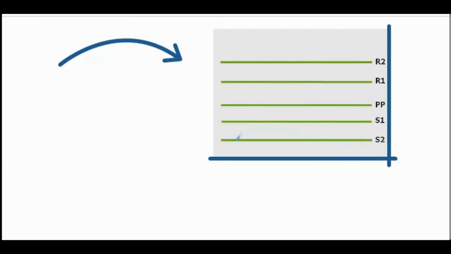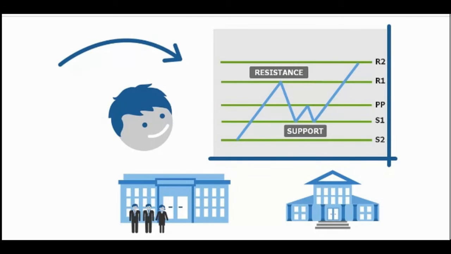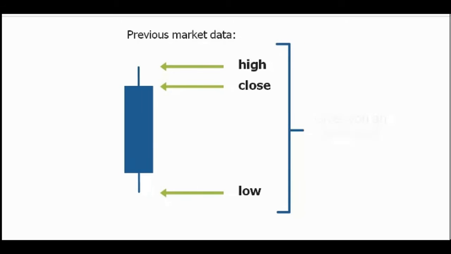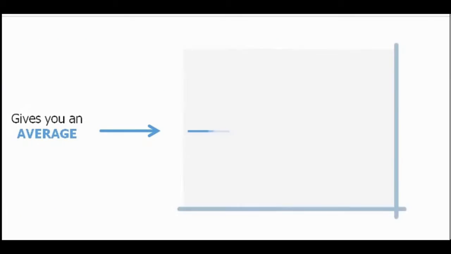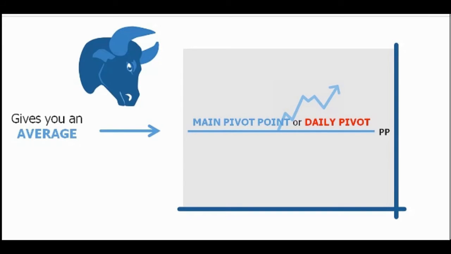They are used by many traders, including banks and financial institutions, to enter and exit the forex markets. There are different mathematical calculations to work out the pivot points, but the basic calculation uses the previous day's highest price, lowest price and closing price in the calculation. This gives you an average of the most significant prices from the previous trading day. This average price or level is called the main pivot or daily pivot. If price is trading above this level, it would be considered that there are more bulls in the market.